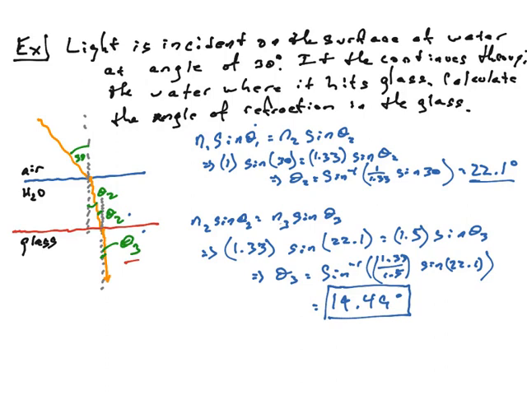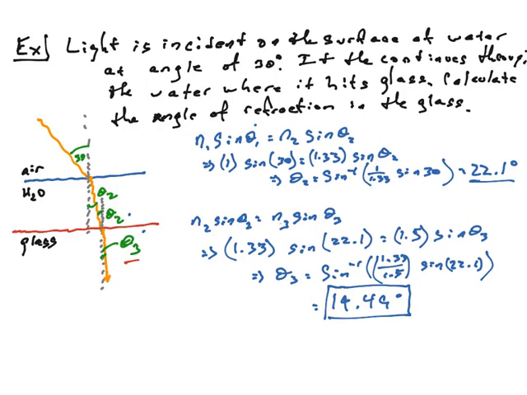Along the way, I've been checking myself to make sure that everything seems to be in order. From air to water, I knew the angle should get smaller, so I went from 30 to 22. And then from water to glass, again, I'm going more dense, so the angle should get smaller. I went from 22.1 to 19.5, so it got smaller. So nothing out of the ordinary, nothing making me think, oh my God, I did something wrong.